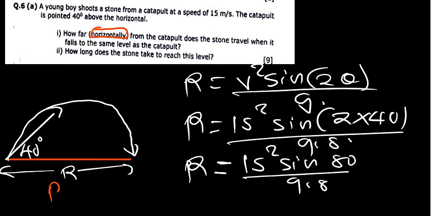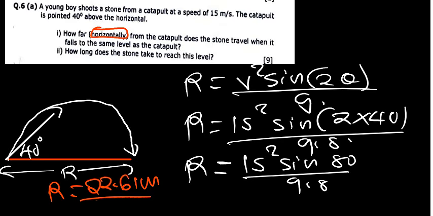So 15 squared sine 80, I divide it by 9.8. I'm getting 22.61. 22.61 meters is our answer in this case.